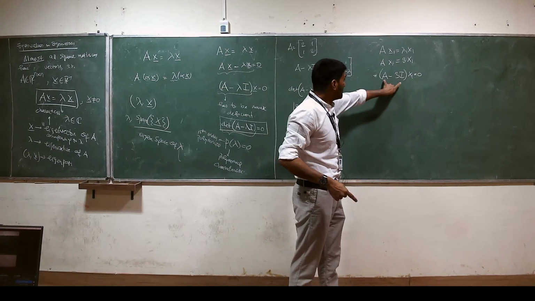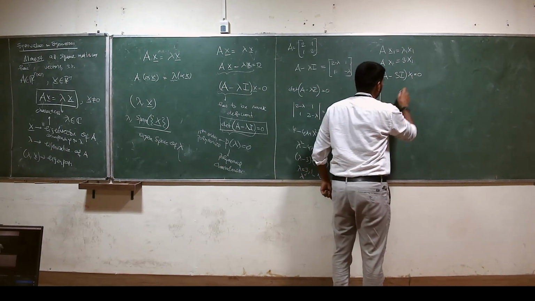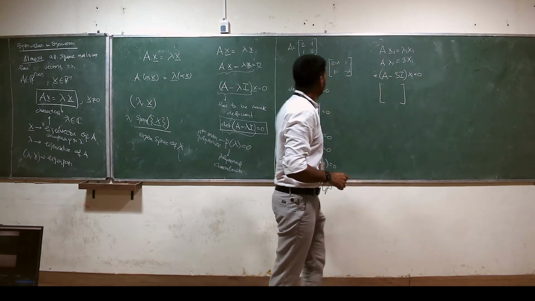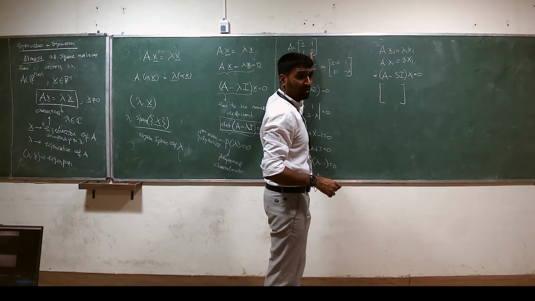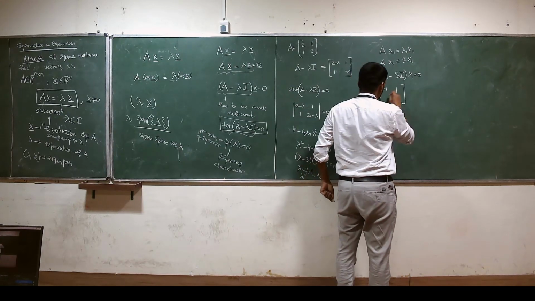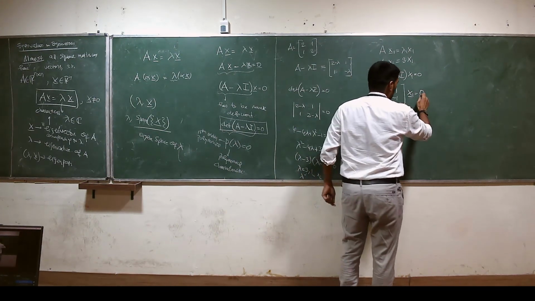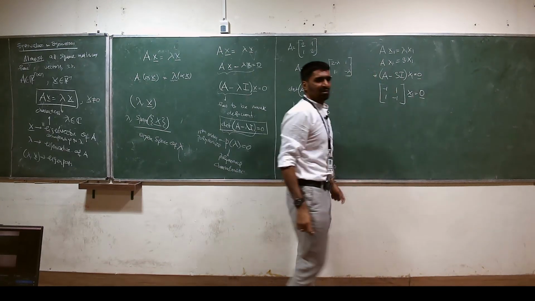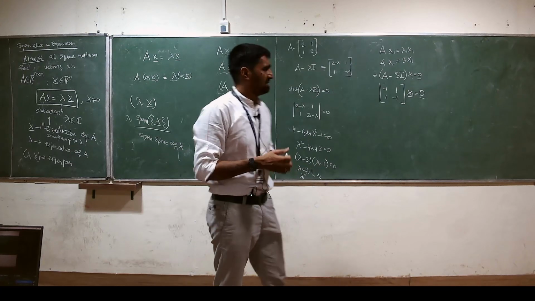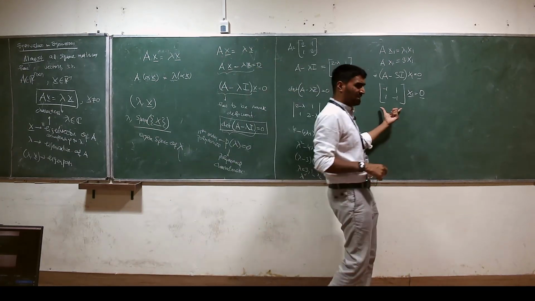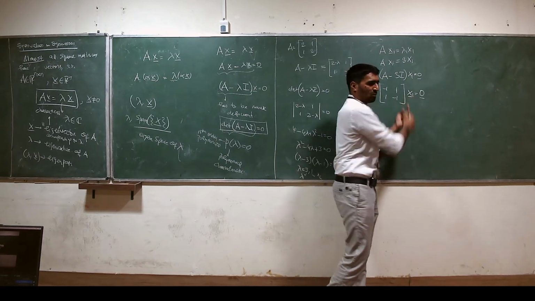I know lambda, so I know this matrix completely. What is this matrix now? It will be minus 1, 1, 1, minus 1, multiplied by x1 equals 0. Now can you tell me what is x1? We know this is rank deficient. We now have to figure out the homogeneous solution for x1.